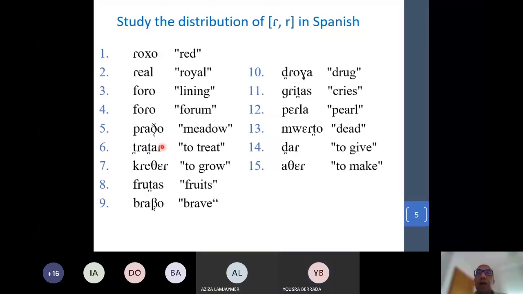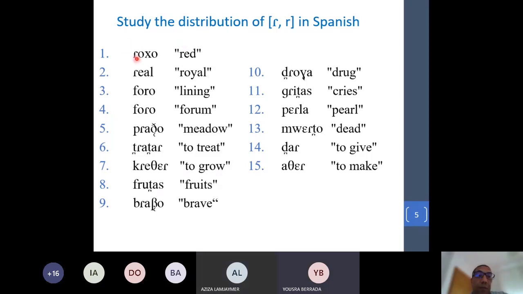Now let's have a look at another data set from Spanish, and here again there are similar sounds to Farsi, the tap r and the trill r. So are these two sounds allophones of the same phoneme, or are they separate phonemes? We need to establish first whether there are minimal pairs. We have minimal pairs, right? What are these minimal pairs?